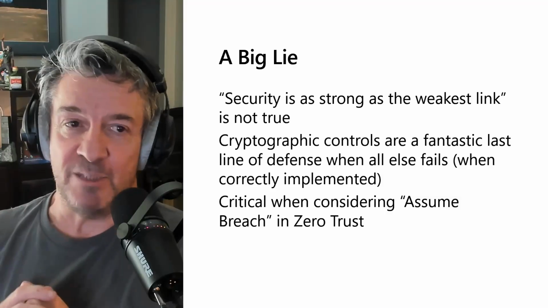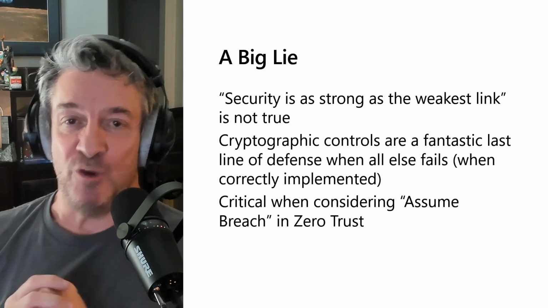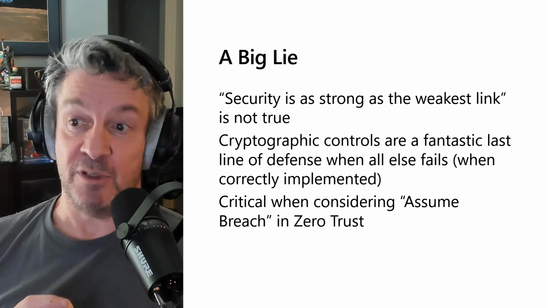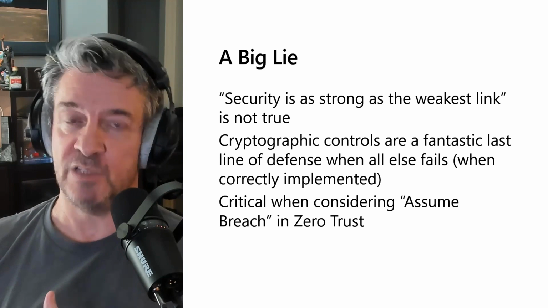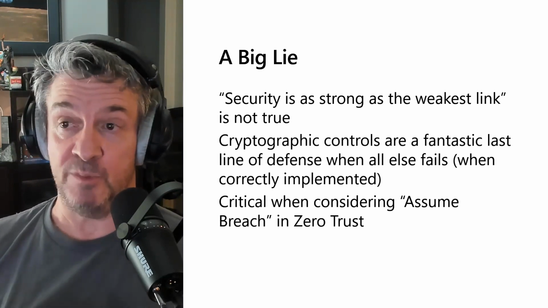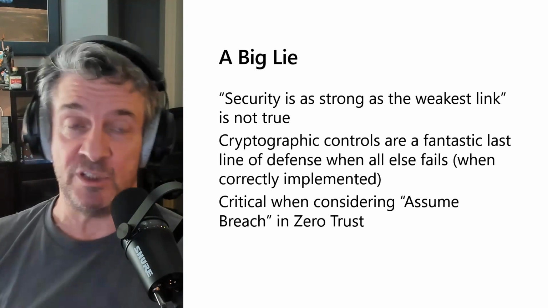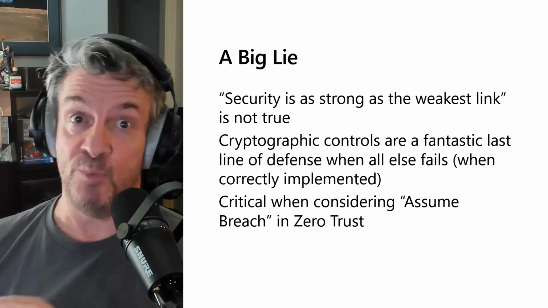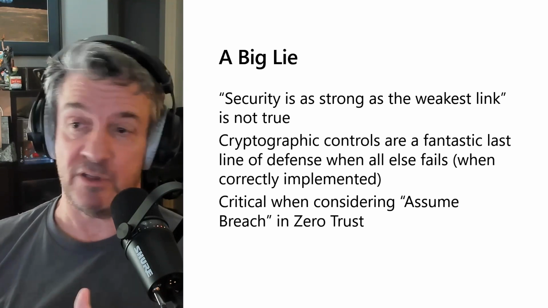So I really want to start off with something that I've been talking about for a long time. That's this big lie: security is only as strong as the weakest link. Not true. Never been true. Not true. Won't be true. Because cryptographic controls are so good when they're done correctly, right? There's a last line of defense when all else fails. They're a fantastic last line of defense because the data is protected both from disclosure through encryption or tampering, say through a MAC, an HMAC, which is a message authentication code, or perhaps a digital signature. There's all different ways of protecting that data. So it all boils down to protecting the keys at that point. But as a last line of defense, cryptographic controls are magnificent.